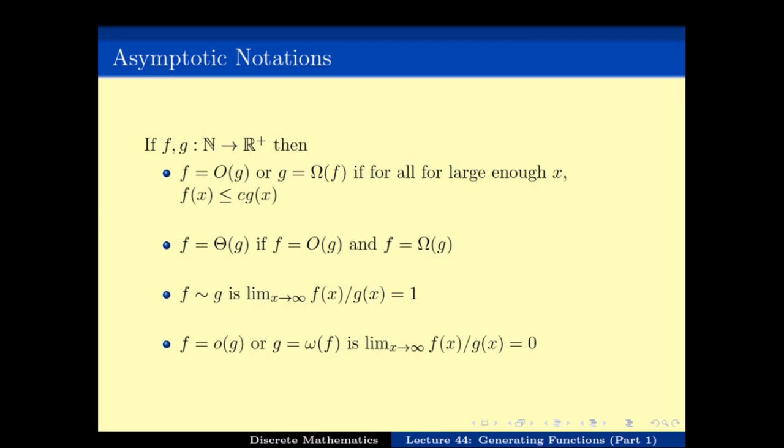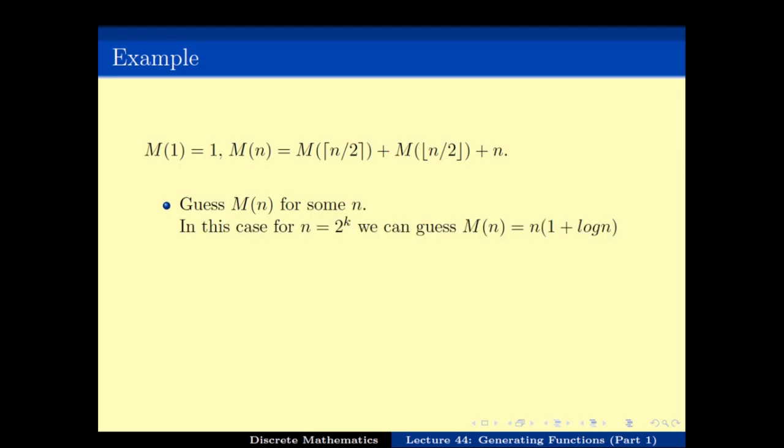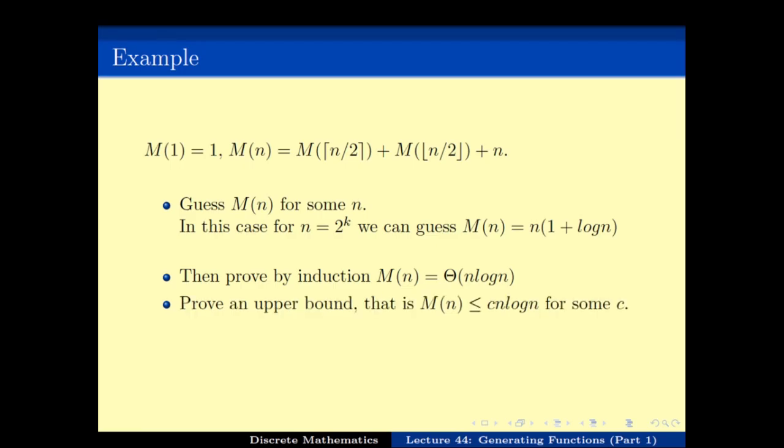And using this, we could solve examples like this, where we don't have a very nice solution, but we can come up with a nice upper bound and lower bound. The technique there was, you first guess m_n for some nice enough integers n, in this case powers of k, and then by induction prove that this value m_n is theta of n log n, whatever you have guessed here. And it is done by first proving an upper bound and then proving a lower bound. So this is the second technique that we have.